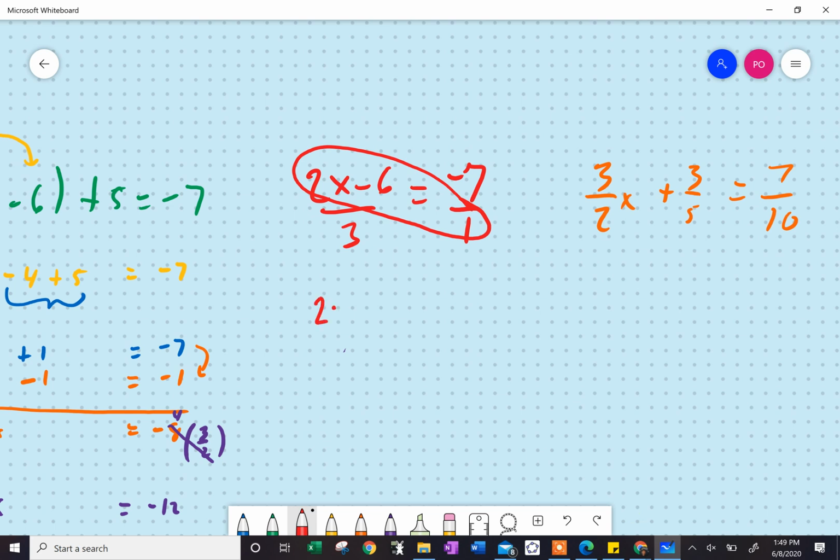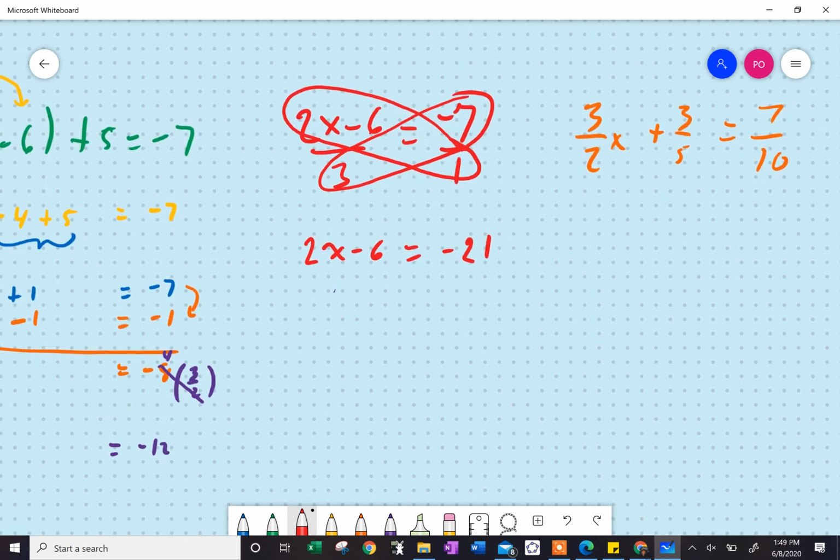So 2x minus 6 times 1 is 2x minus 6, and a 3 times a -7 is a -21. Well, once you've done that, it's easy peasy. The first thing I'm going to do is I'm going to very foolishly use an orange after using red. I'm going to add +6 to -6 because I'm adding out the opposites. So I have 2x equal to -21 plus 6 is a -15.